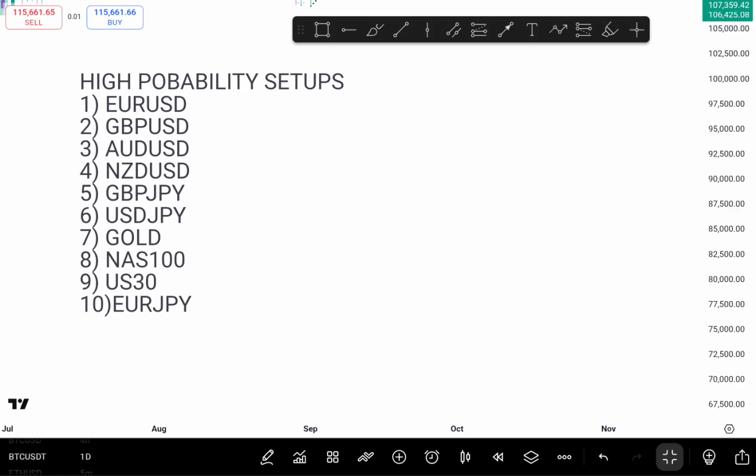We've come to the end of this week's financial market. Previously, last week, we looked at some high probability setups. So we'll be doing some review on how well our setups played out in the financial market. Quickly, let's look at the first one, EUR/USD.